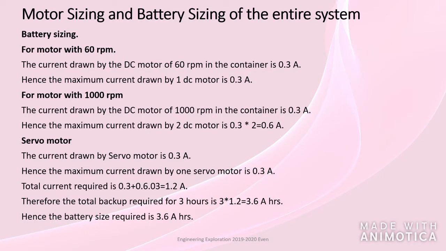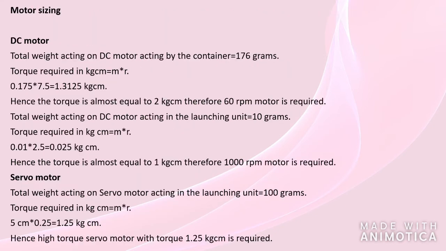The motor sizing and battery sizing of the entire system is done as follows. The battery size required for the entire system is found to be 3.6 ampere hours, whereas the torque required for the entire system is found to be 1.25 kg centimeter.